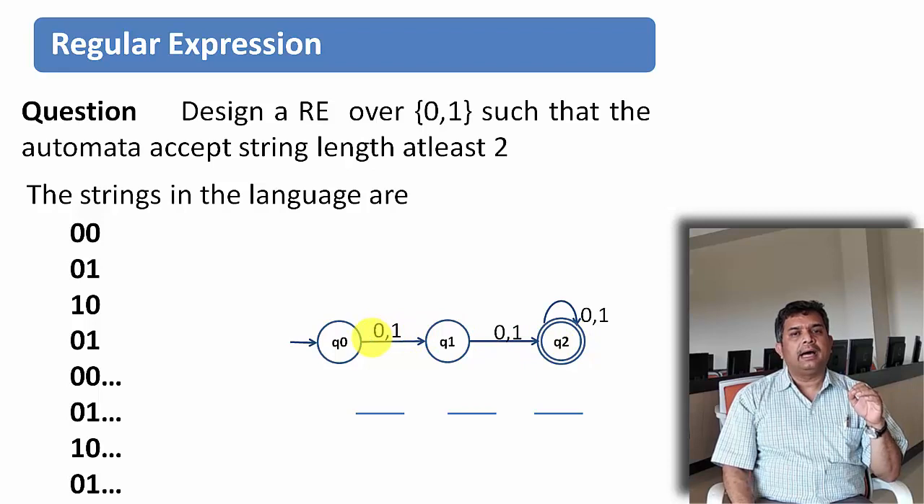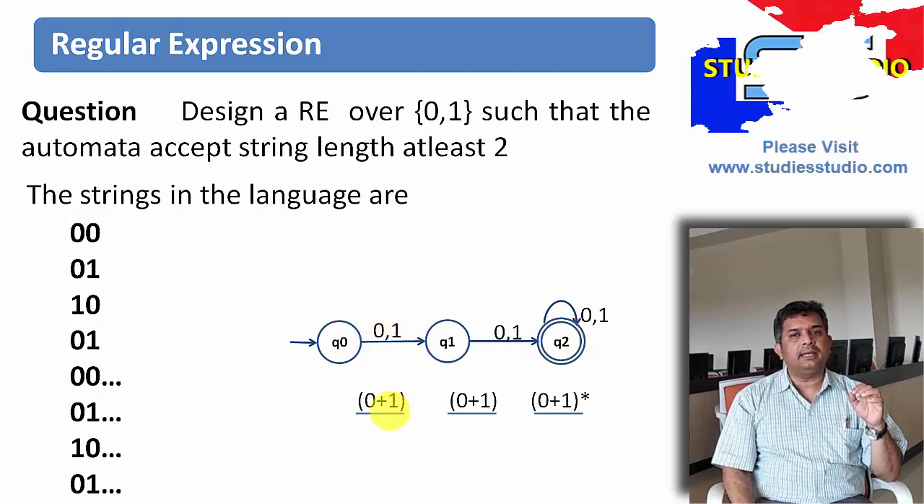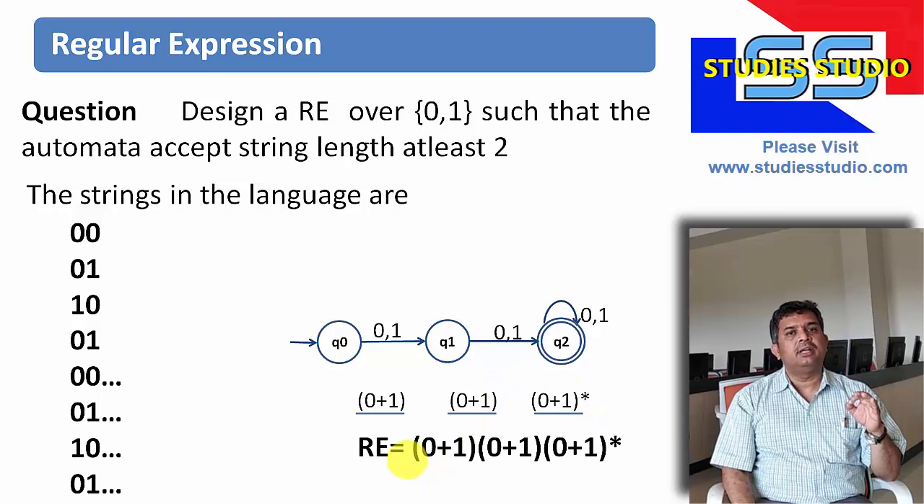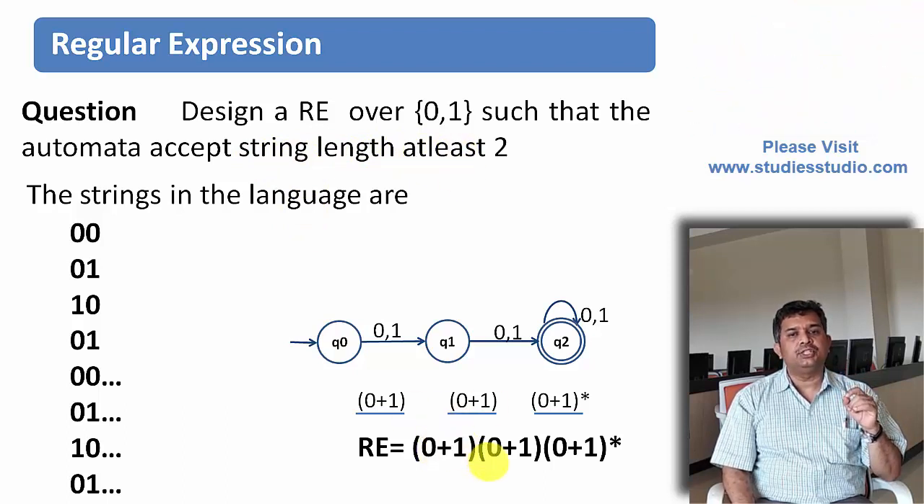So I can have 0+1 for the first transition. For this one I can write 0+1, and for the loop I can write (0+1)*. So the regular expression that will accept a language containing strings of length at least 2 is (0+1)(0+1)(0+1)*.